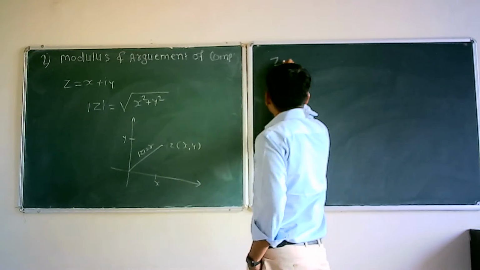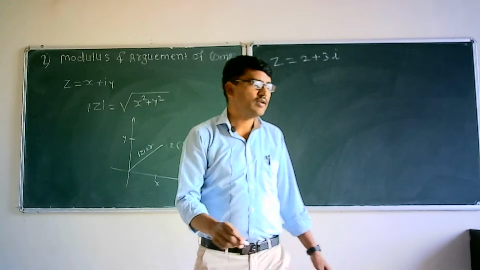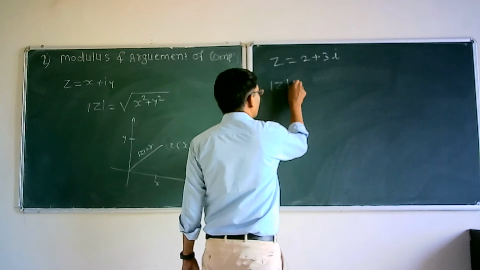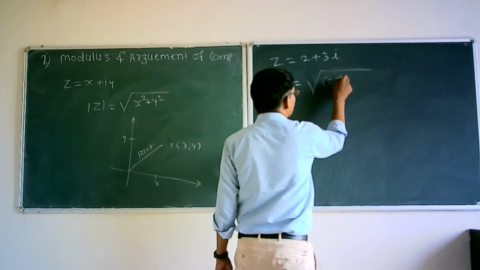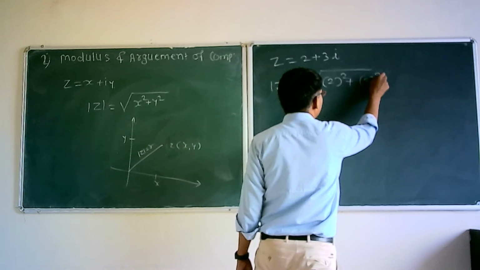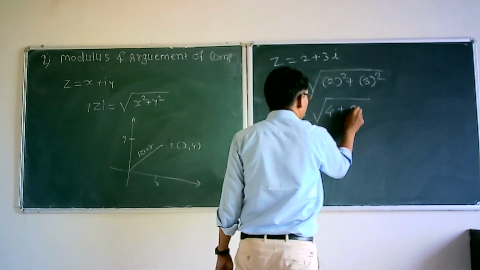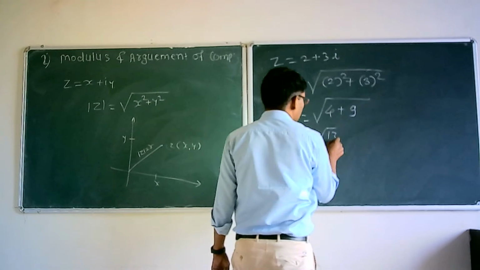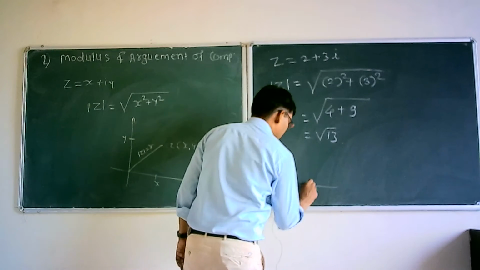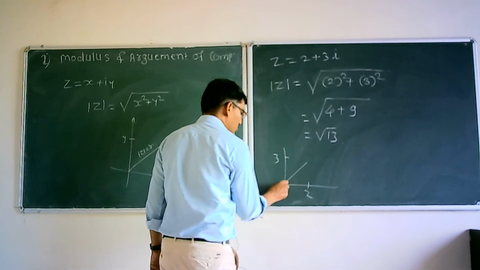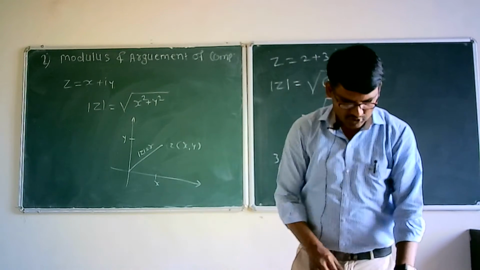For example, if z = 2 + 3i is the given complex number, then what is the modulus of z? Modulus of z is equal to under root of, what is the real part of z? It is 2 square, and what is the imaginary part of z? It is 3 square. So it is 4 plus 9, equal to under root of 13. So the distance of this complex number from the origin is under root of 13. Hope you understand what the modulus of a complex number is.